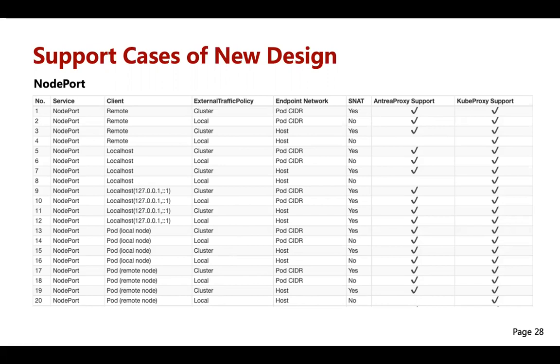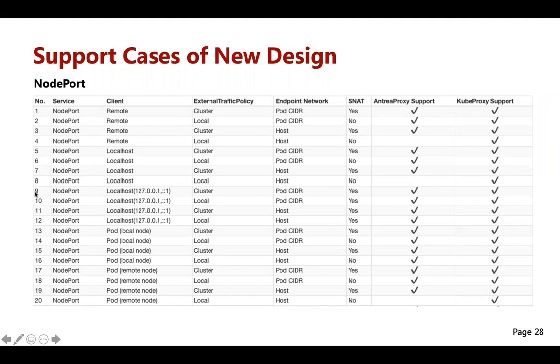If I list all cases, the time will be out. I just list some of the typical cases. Yeah, right. I'm just talking about this specific case because, for example, if we have a pod from a remote node trying to access a NodePort service, why is it that because of the external traffic policy, we don't need SNAT for a local case?